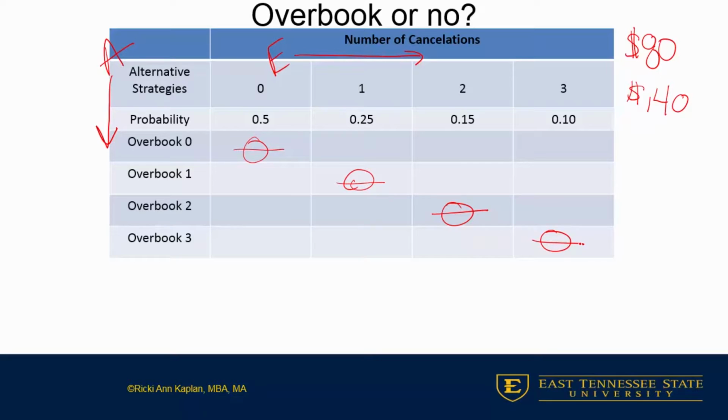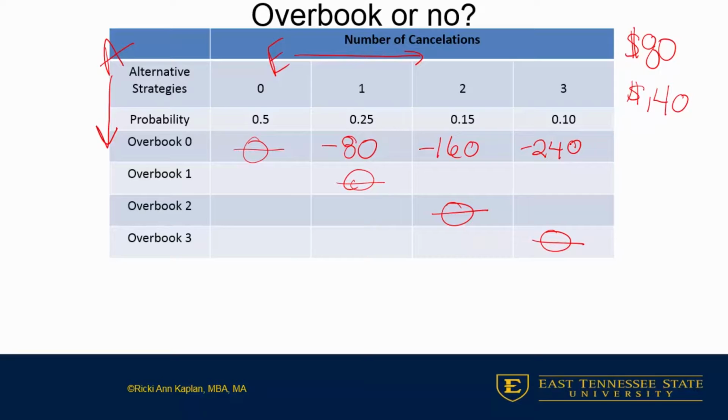But what happens if we don't overbook any rooms and we have 1 cancellation? That means we have an empty room. An empty room means we're out money, and we're out $80. If we overbook 0 rooms and we have 2 cancellations, that's $80 for each room with 2 empty rooms. So we're out $160. If we overbook 0 rooms and we have 3 cancellations, that ends up with us having 3 empty rooms. They cancel, we're out this money. So 3 times 80 is $240.